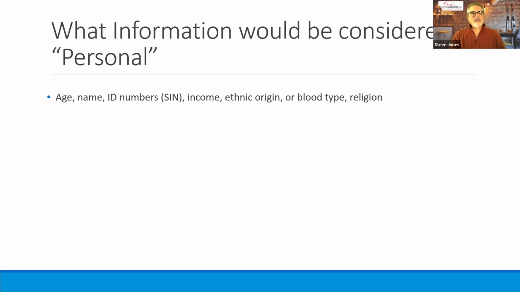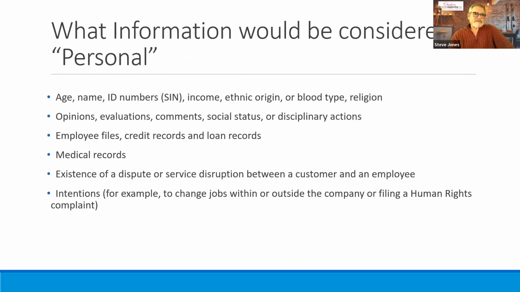So what would be considered personal? All of these things: age, name, ID numbers, SIN, social insurance numbers, ethnic origin, blood types, religion, your opinions, your evaluations, your comments, your social status, disciplinary actions at work, employee files, credit records, loan records, medical records. All of these things are considered private.